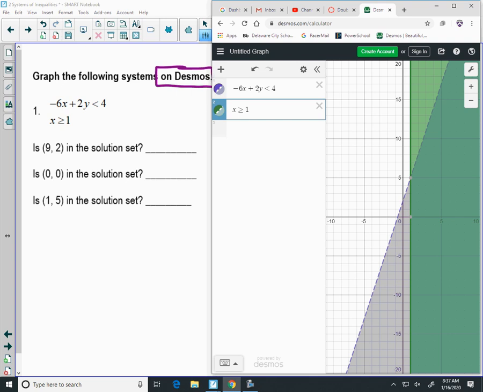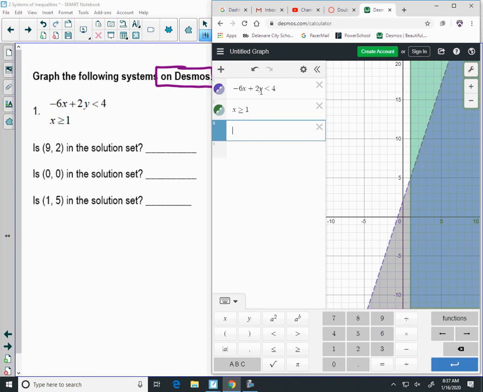We're asked to check some points here. So again, our solution is this overlap. So I'm going to put these ordered pairs in one at a time. We're going to check 9, 2. When you put the ordered pair in, you have to put it in exactly the way it looks. 9, 2. Is it in the overlap? Yeah, it pops up in red out here for me. It's absolutely in the overlap, so that's a yes.